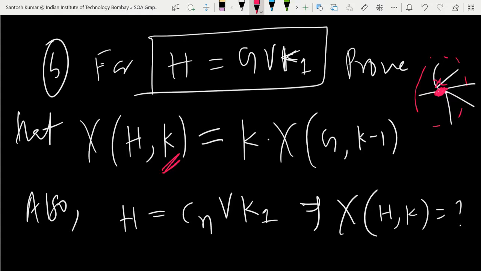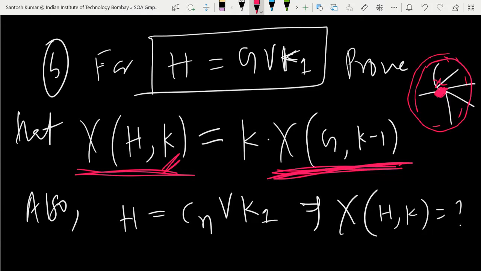So X has K choices of colors. For the rest, the number of colors we have is K minus 1 because total colors are K, and we have only the rest of the vertices of G, right? Because K1 is already colored in K ways. So G can be colored in this way. The chromatic polynomial for G in terms of K minus 1 is nothing but the number of proper colorings of G using K minus 1 colors, and using the multiplication rule of counting we can multiply them.